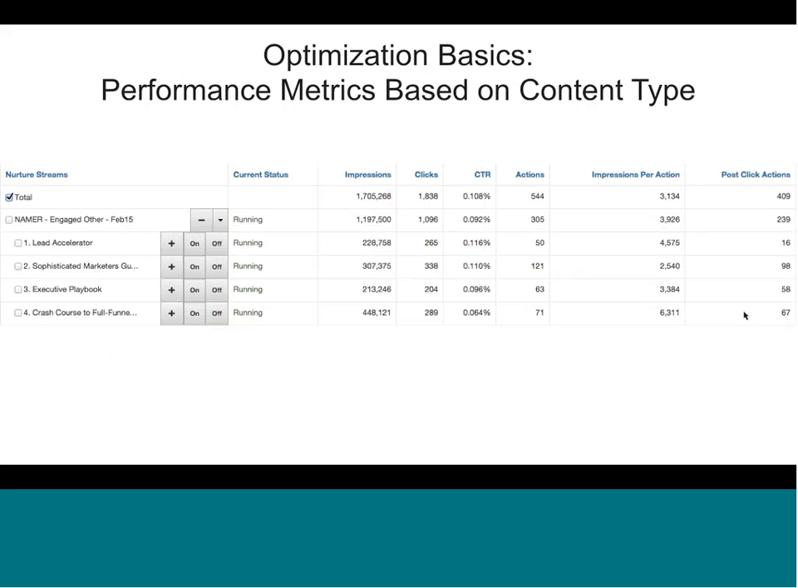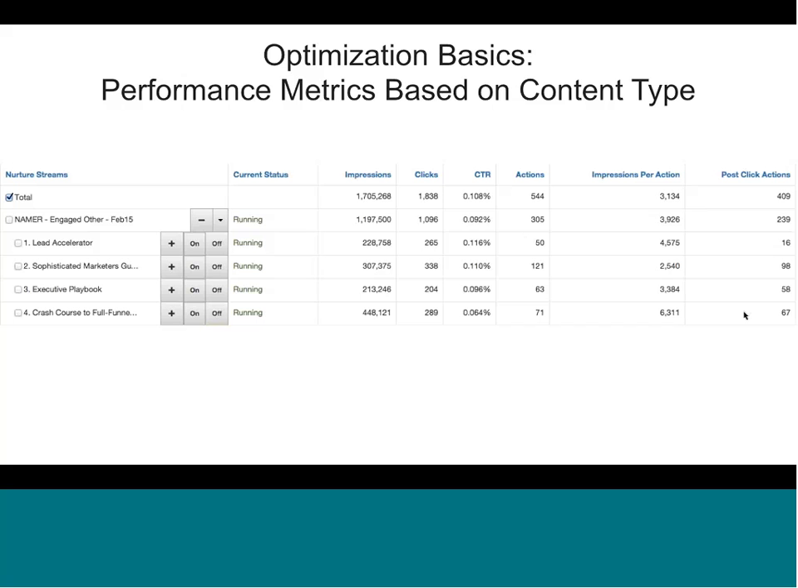Okay, optimization basics, performance metrics based on content type, right? So you'll notice that different pieces of content are going to perform differently. And your goal should really be to put your best performing piece of content, obviously, as long as it's relevant to the target audience, in wave 1. Well, what if I don't know what my best performing piece of content is? Well, the Lead Accelerator dashboard is going to allow you to track all your high-level metrics, right?